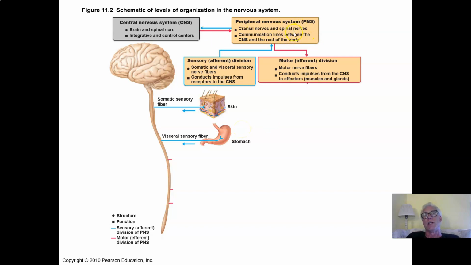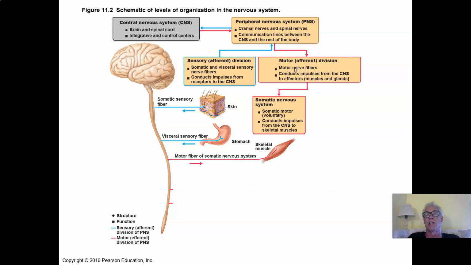Outgoing information is called motor information. The motor divisions carry that information to specific locations. The somatic motor division is the one you're familiar with already. It's the sum of all the neurons that carry information to stimulate skeletal muscle motor units. But there's also an autonomic division. There's an involuntary component there too.